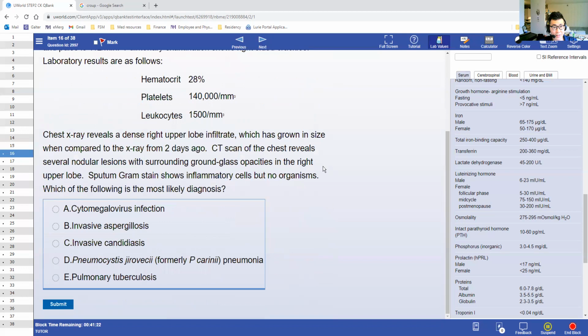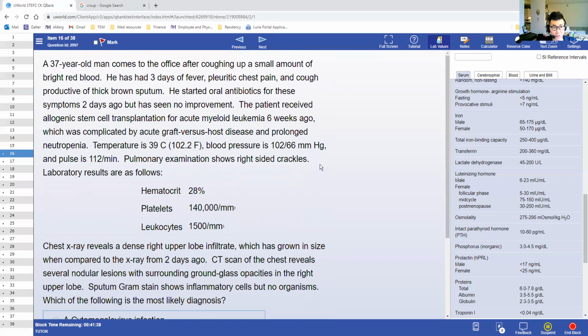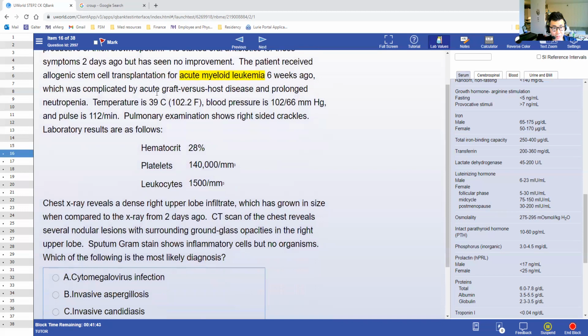All right, next. What's the most likely diagnosis? Diagnosis question, 37-year-old, coughing up blood, chest pain, thick brown sputum. That's not good. Oh wow, pretty high risk patient too. AML, graft versus host disease, neutropenia.